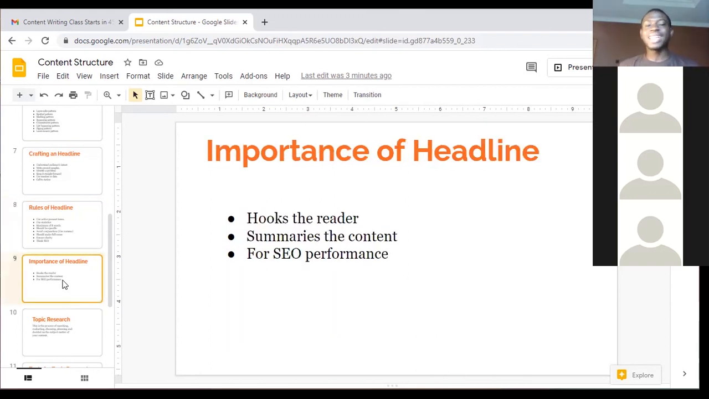Then the importance of a headline: a headline hooks your reader. Headline summarizes the content, right? And also headline aids your SEO performance, right?